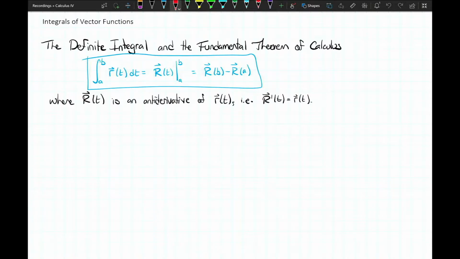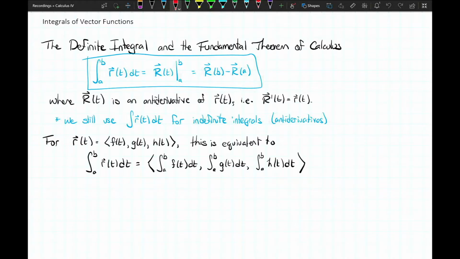Now, if we just wish to find an antiderivative, then we can still use our classic notation of the indefinite integral. And in that case, we'll omit the interval from a to b. Now, if we're looking at three-dimensional space, where we have a position function, let's say, being f of t, g of t, and h of t for the three components, this would be just equivalent to integrating each of those as a definite integral from a to b.